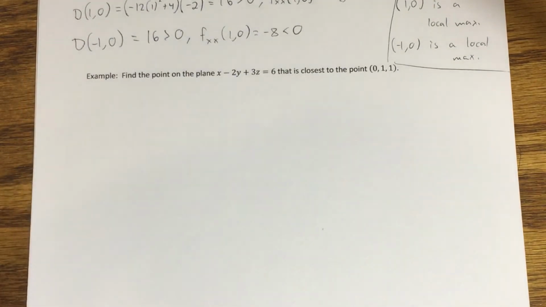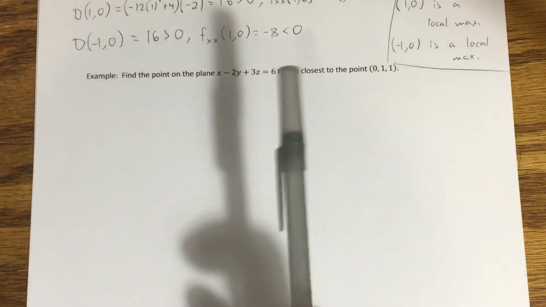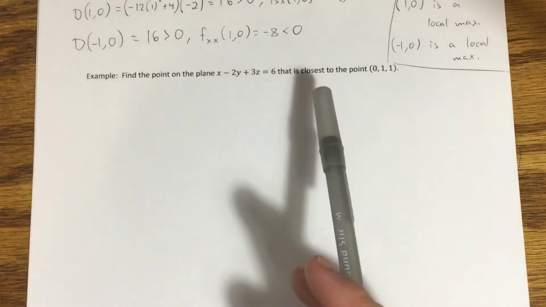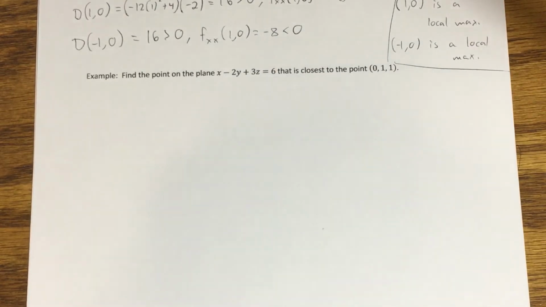So what I want to do in this problem is find a point on this plane, x minus 2y plus 3z equals 6, that is closest to the point 0, 1, 1. Now you actually have a technique for doing this. In chapter 12, we came up with a technique for this using projections. And you could technically use that approach here. In fact, it's a good exercise to do that and compare your result to what we're going to get by using this optimization technique. You should get the same thing.